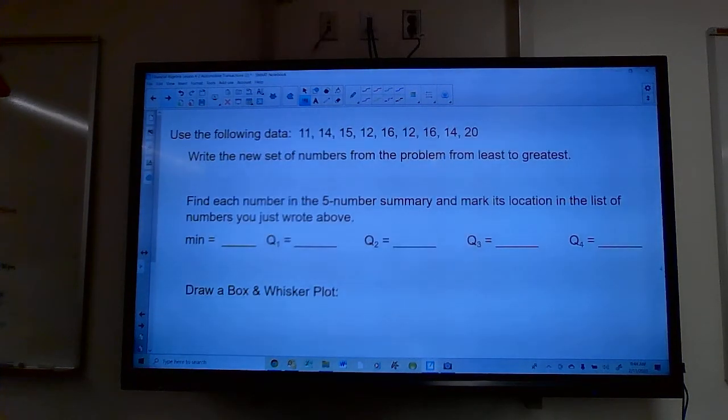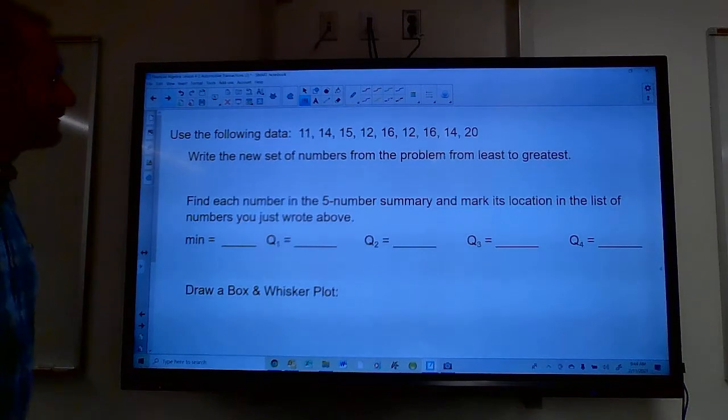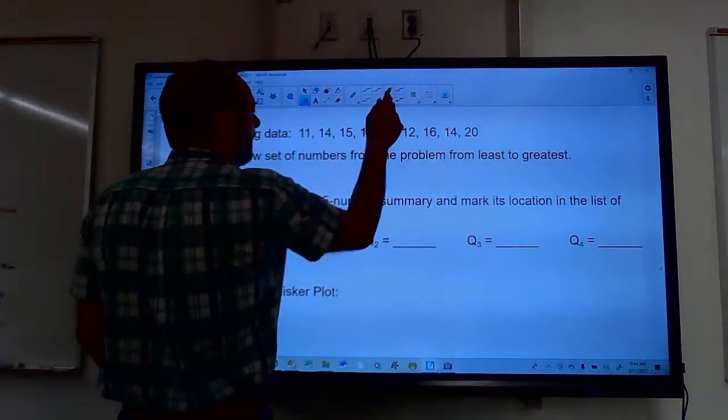So here's the following set of data: 11, 14, 15, 12, 16, 12, 16, 14, 20. First thing, write the new set of numbers from the problem from least to greatest. So I'm going to go ahead and do that.